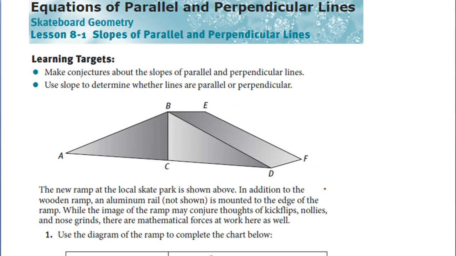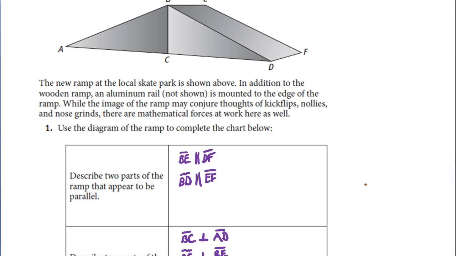Here we have a picture of a skateboard ramp. It says the new ramp at the local skate park is shown above. In addition to the wooden ramp, an aluminum rail, not shown, is mounted to the edge of the ramp. While the image of the ramp may conjure thoughts of flips and grinds, there are mathematical forces at work here as well. Number one, use the diagram of the ramp to complete the chart below.